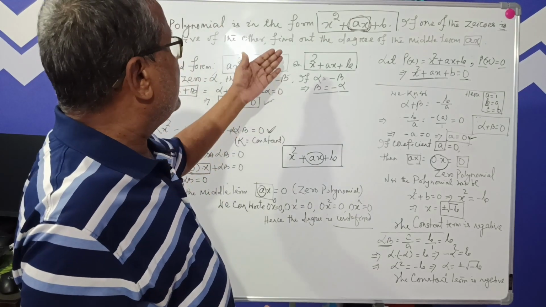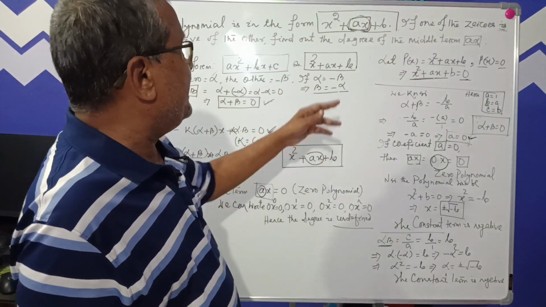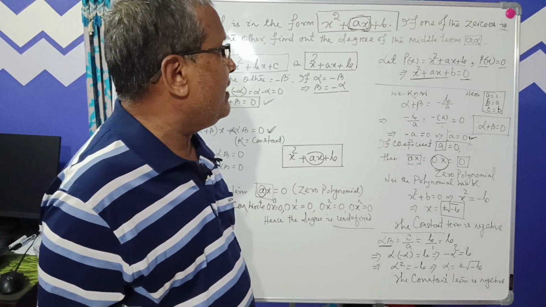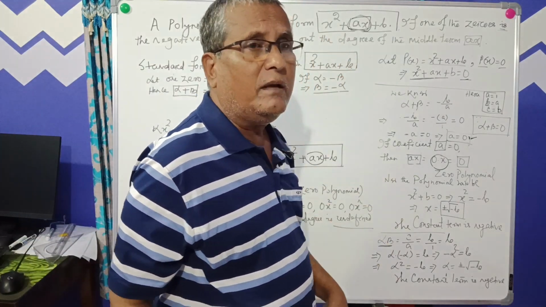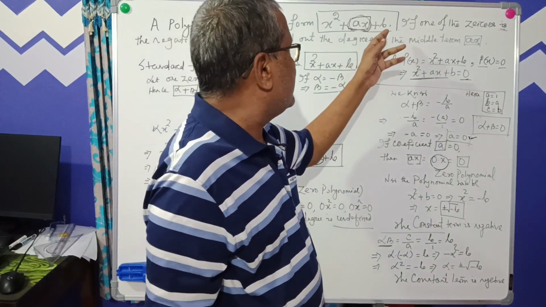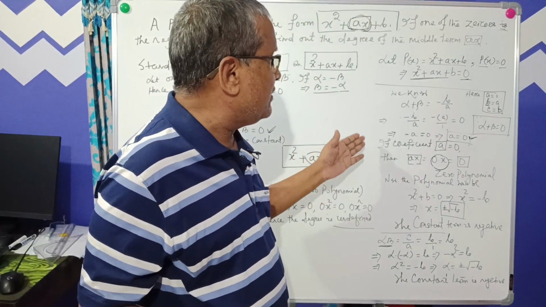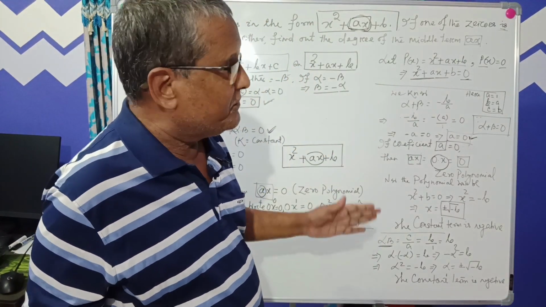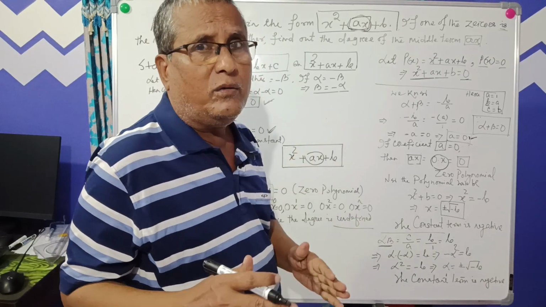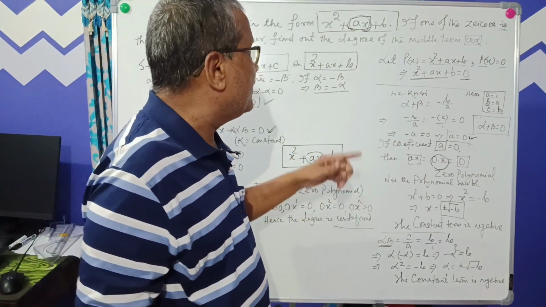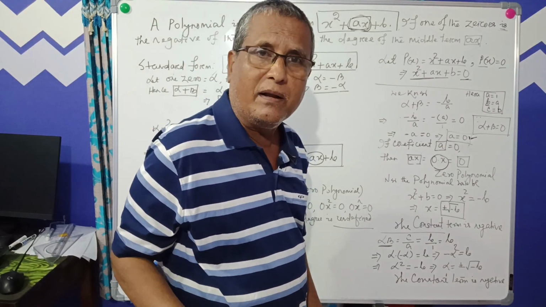Now we have proved that the middle term is a zero polynomial. It becomes a zero polynomial if this is the condition and the constant is negative. And that is the intention of our question. I hope you have understood the concept of a zero polynomial and its application in a polynomial.